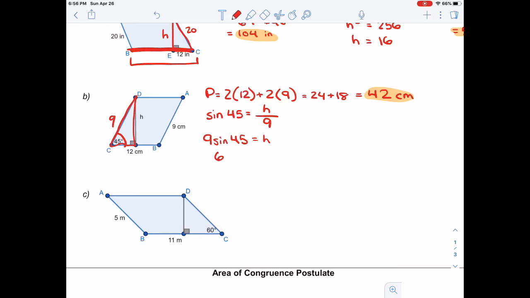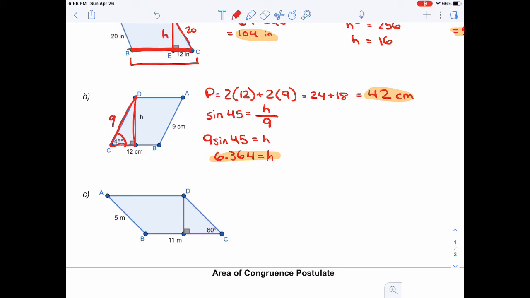And again, if you enter this in your calculator and you don't get this answer, 6.364, send me a message and I'll try to come up with a video or something to walk you through how to put your calculator in the right form.